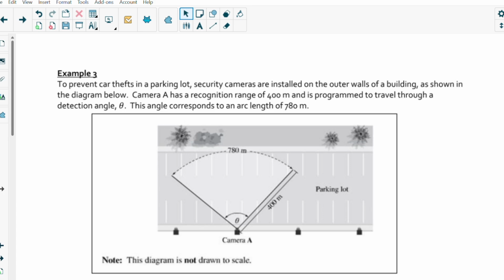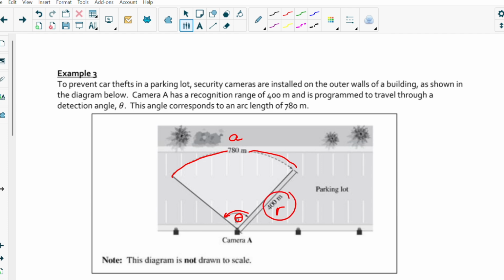Right, example 3. To prevent car thefts in a parking lot, security cameras are installed on the outer walls of a building as shown in the diagram below. Camera A has a recognition range of 400 meters and is programmed to travel through a detection angle theta. This angle corresponds to an arc length of 780 meters. So here's my arc length A. Theta is right here, the angle that it's swept out. And then the radius is 400 meters.